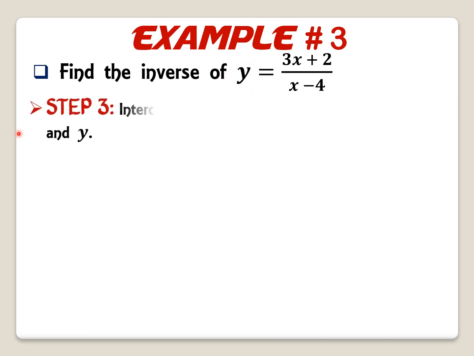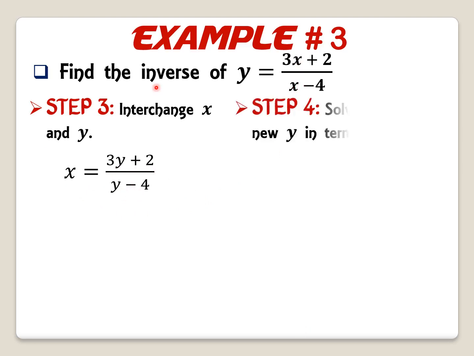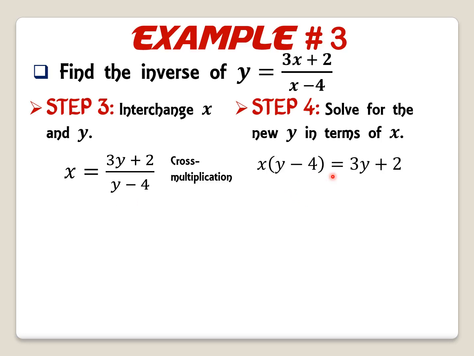Step number 3 is to interchange x and y. So this y will become x and these two x's here will become y. So you will have the resulting equation, x is equal to 3y plus 2 divided by y minus 4. Step number 4 is to solve for the new y in terms of x. So here we're going to solve for y. To solve this, we will do cross multiplication. So you will have x times the quantity y minus 4 is equal to 3y plus 2.